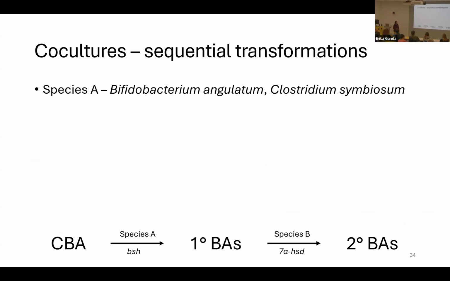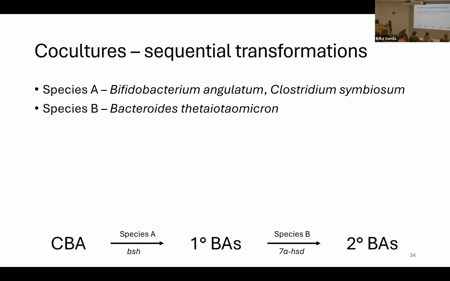And so what we did was, I'm only showing 2 again out of 4. We have 2 different organisms here with different bile salt hydrolase activity, and we paired them each with Bacteroides thetaiotaomicron, which has really robust 7-alpha hydroxysteroid dehydrogenase. So we have species A doing the first step and species B doing the second step. And then of course we pair them together.